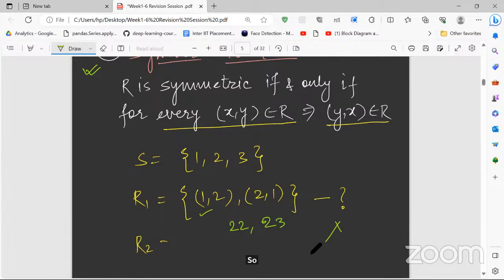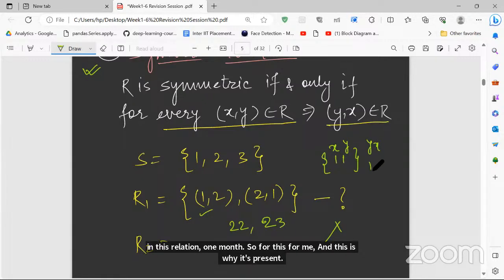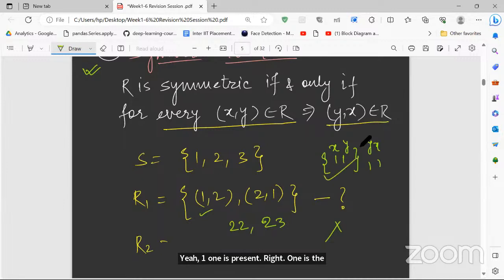Sir, if this relation contains only one element, 1, 1, this is symmetric, right? Because for every xy, I have only one element in this relation, 1, 1. So for me, x equals 1, y equals 1. Is yx present? Yes, 1, 1 is present. 1, 1 is the yx. If this is present, this is symmetric. Because both pairs are same, so we only write one. Got it? Any confusion in this?